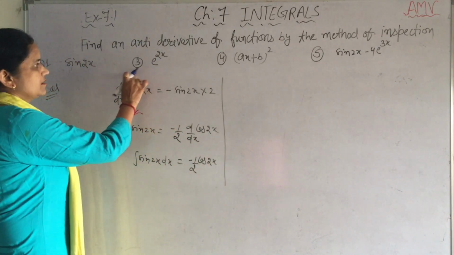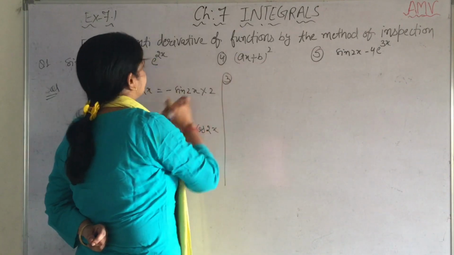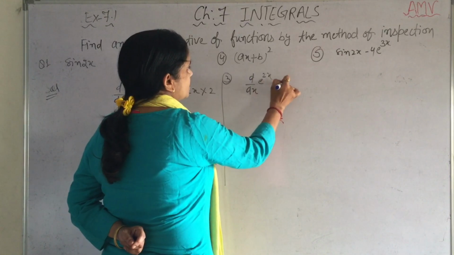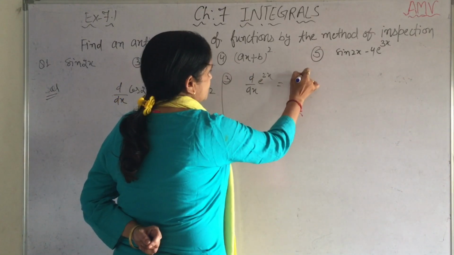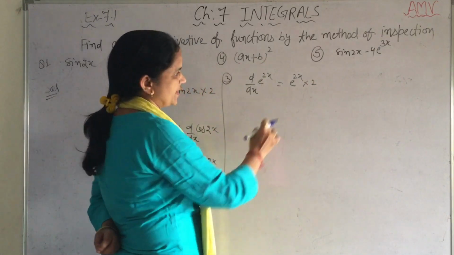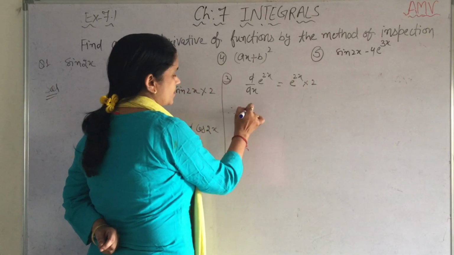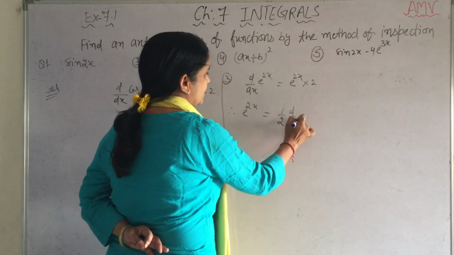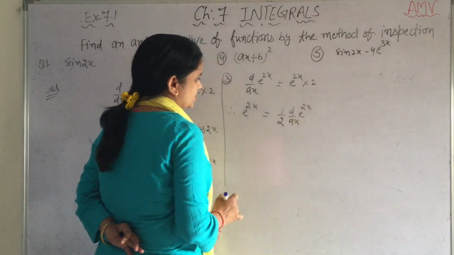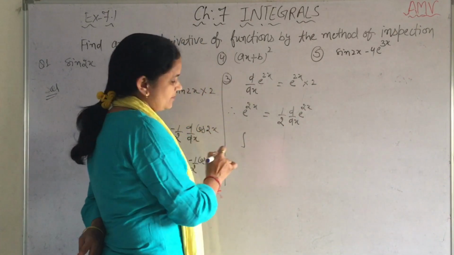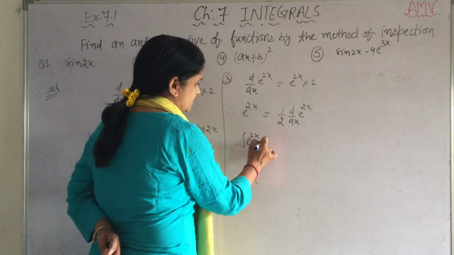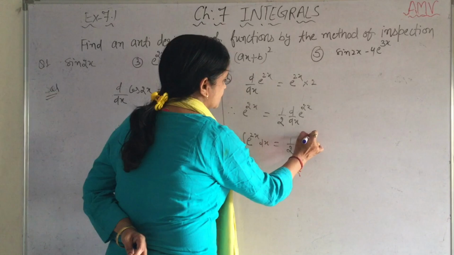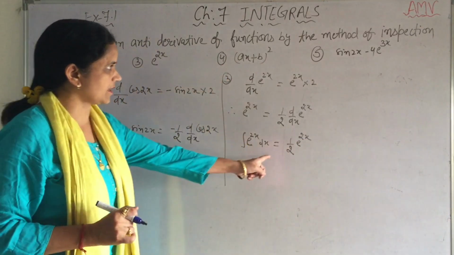Next, question number 3. Here, d by dx of e raised to 2x is e raised to 2x into 2. Apply the chain rule. Therefore, e raised to 2x is equal to 1 by 2 d by dx of e raised to 2x. So the antiderivative, or integration, of e raised to 2x dx is 1 by 2 e raised to 2x. So this is the answer.